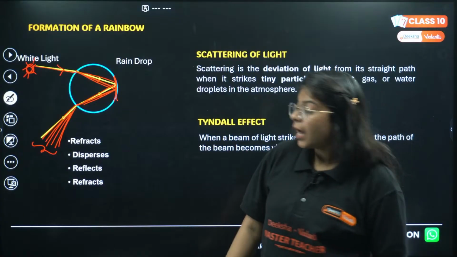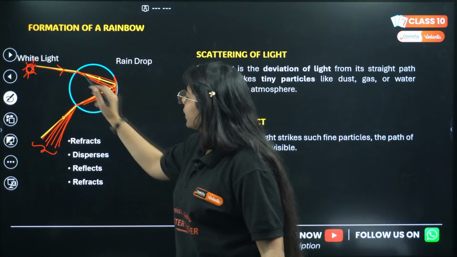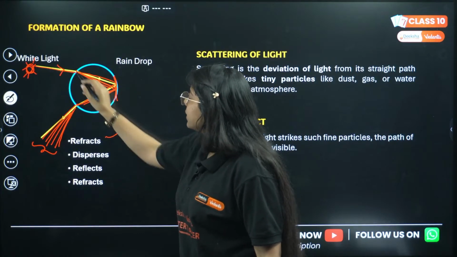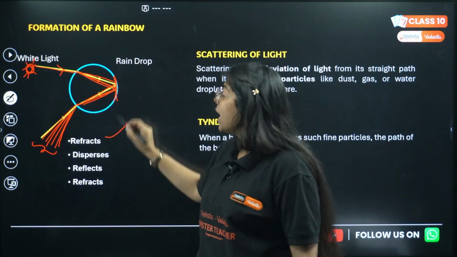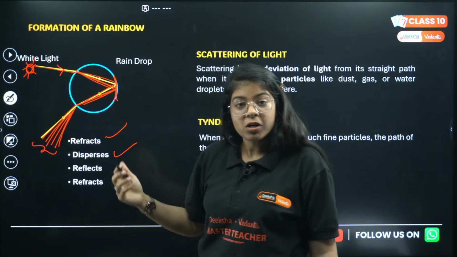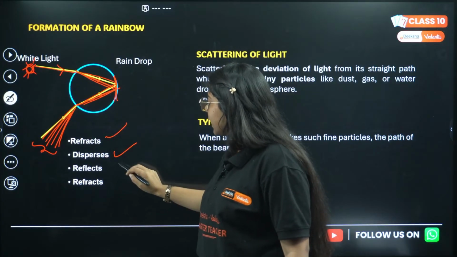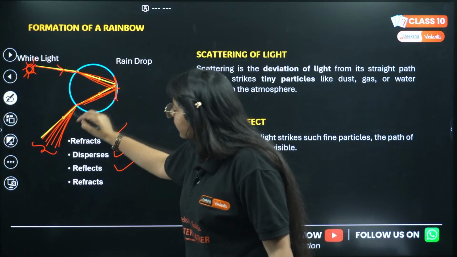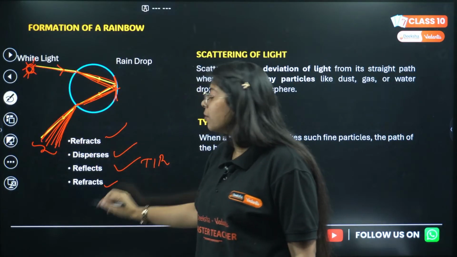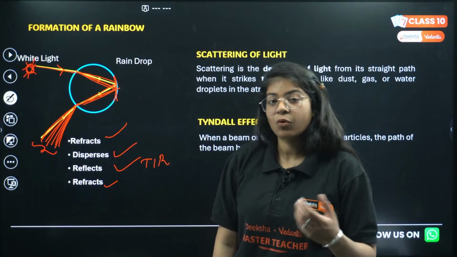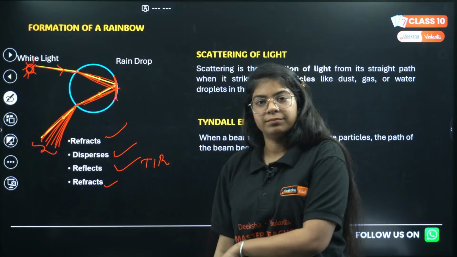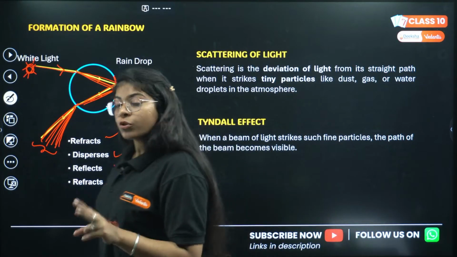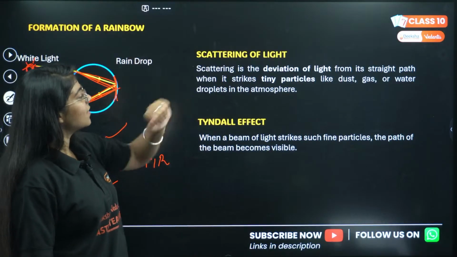Now what is happening? First light comes in and gets refracted and dispersed, then it gets reflected, basically totally internally reflected, then again it gets refracted when it comes out of that water droplet into the air. Correct? Now just two topics remaining, that is scattering of light.